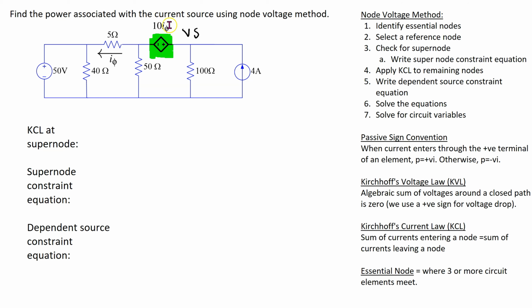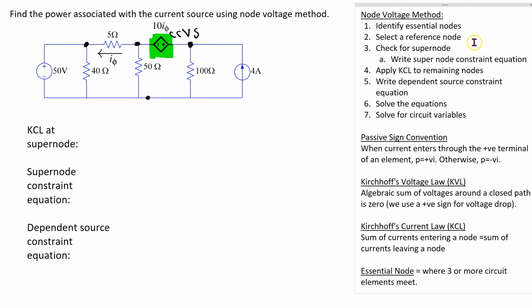So that means this dependent source is a voltage source. And we can see that the magnitude of this component is in terms of a current. So that means this component is a current controlled dependent source, CCVS. Let's apply a node voltage method to this circuit. So we need to identify essential nodes where 3 or more circuit elements meet. So in this circuit we have 1, 2, 3, and this whole bottom conductor is one essential node.